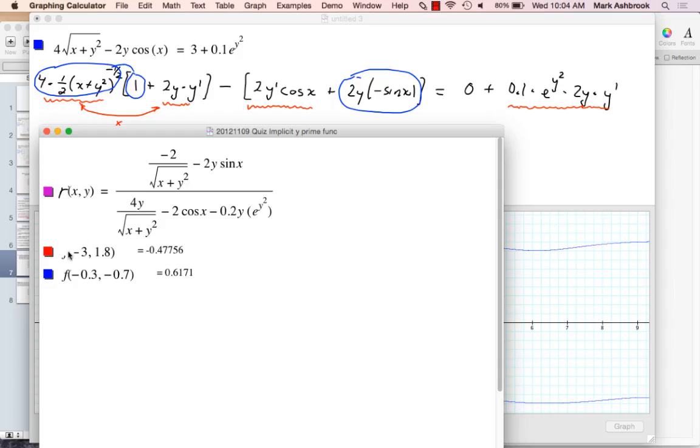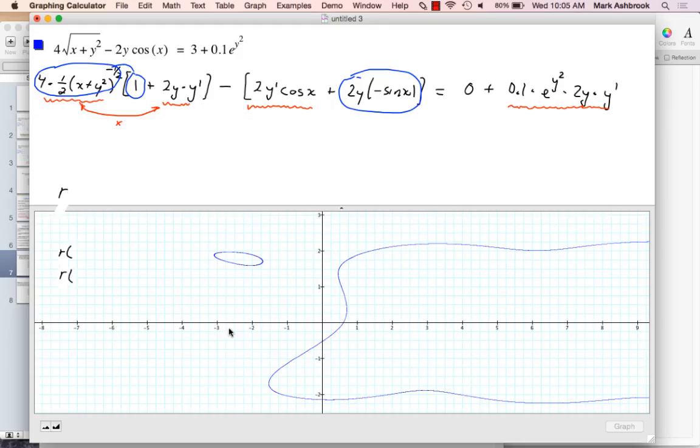So it's called R. Okay, but I'm not going to move it. So here I'm looking at the point negative 3, 1.8. So let's look at that point. Negative 3, oh, it's up on the ring here. So negative 3, 1.8 is right here.